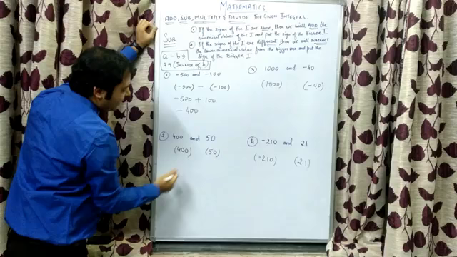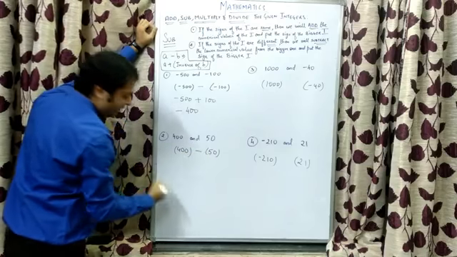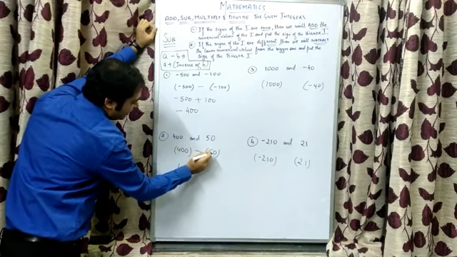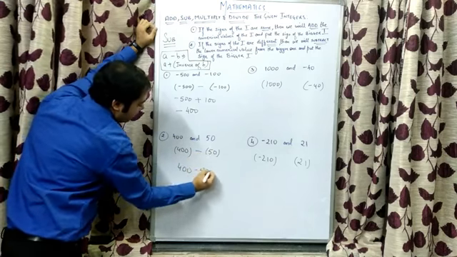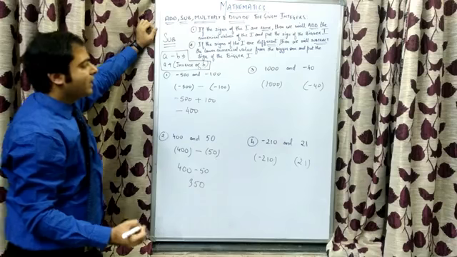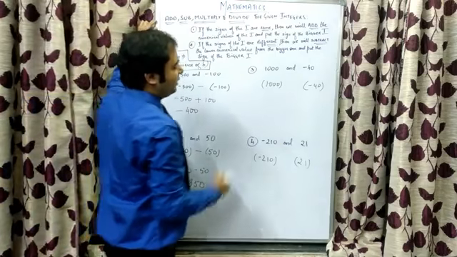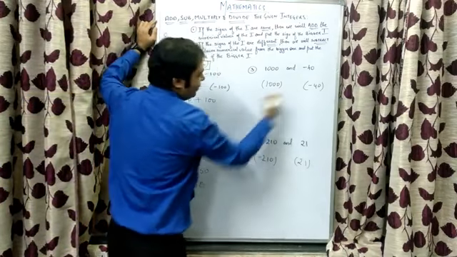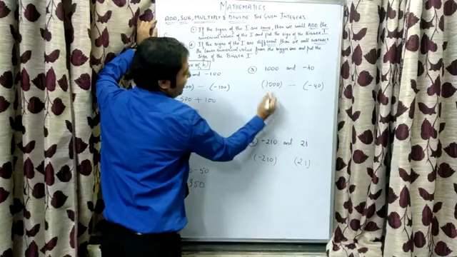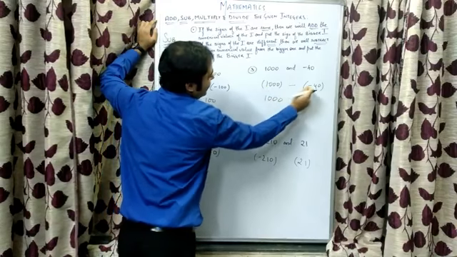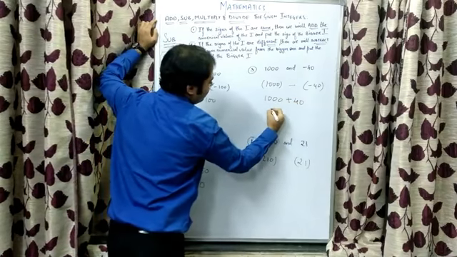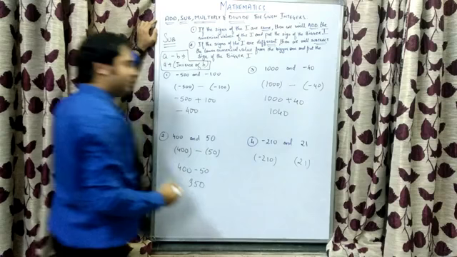Next one, 400 and 50. We need to subtract them, so we'll put a minus sign here. Plus into plus is plus 400. Minus into plus is minus 50. 400 minus 50 is 350. Right? Now in this case, 1000 and minus 40. In between, we need to perform subtraction. So we will put a minus sign. Plus into plus is plus 1000. Minus into minus is plus 40. 1000 plus 40 will give you 1040 as your answer.